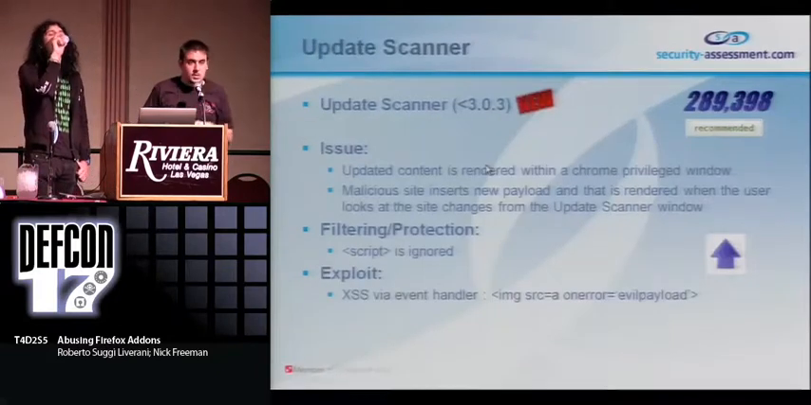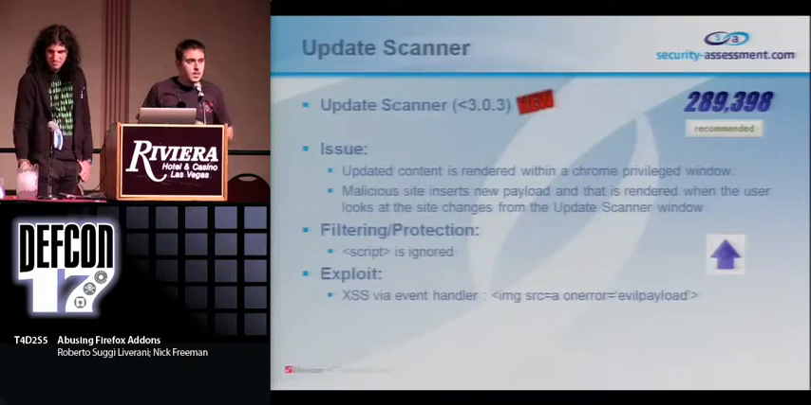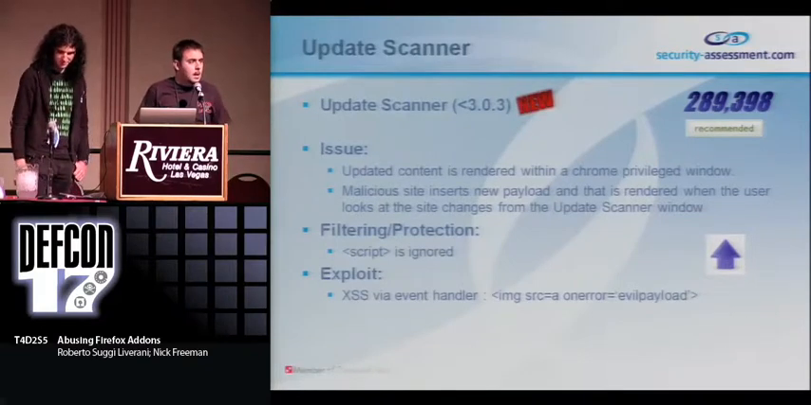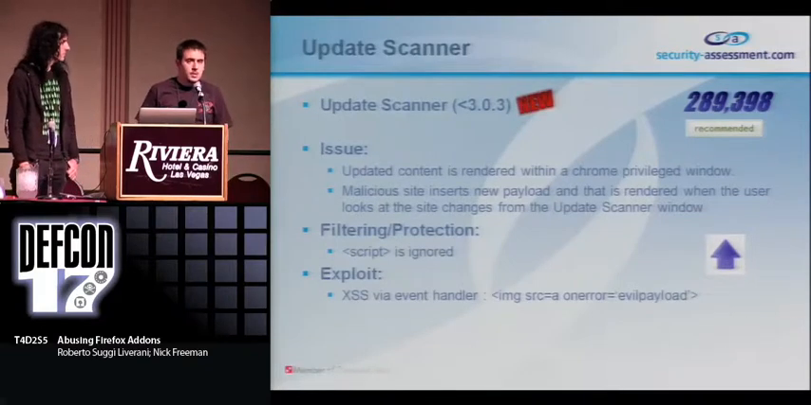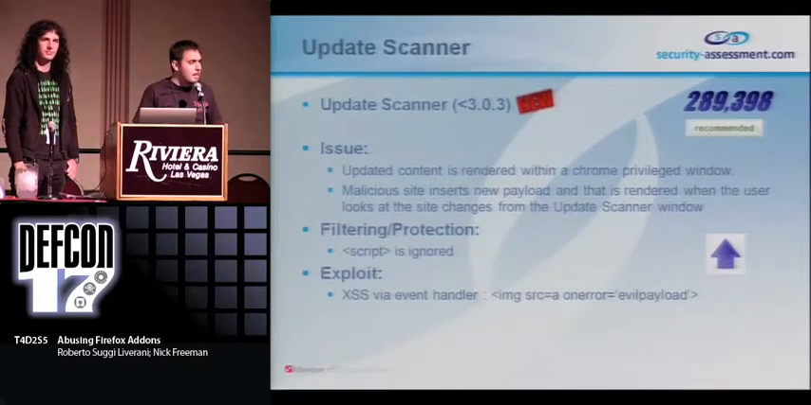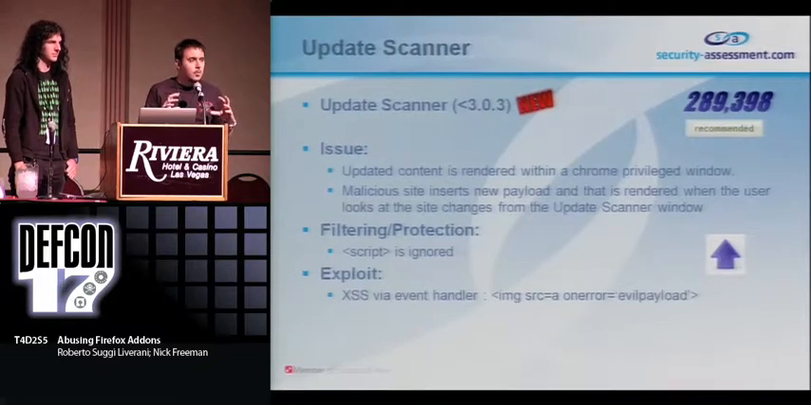Okay, the next one is Update Scanner. That's new. We didn't disclose this yet. And still a cool extension. It allows you to put a list of sites. Whenever there is a change on one of these sites, Update Scanner will tell you that something has changed and will notify you. The problem is that the change page is going to be shown in a Chrome window. So if you're able to put any injection there, that will be rendered in Chrome in the Update Scanner window.